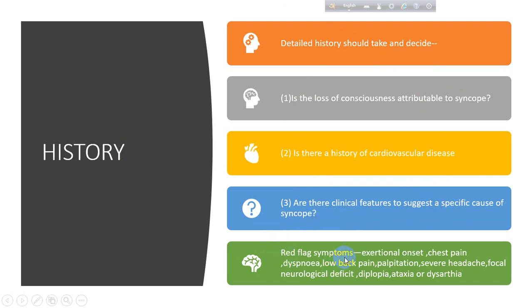Red flag symptoms for syncope are exertional onset, chest pain, dyspnea, low back pain, palpitation, severe headache, focal neurological deficit, diplopia, ataxia, or dysarthria. These are the red flag symptoms. You should always consider these.